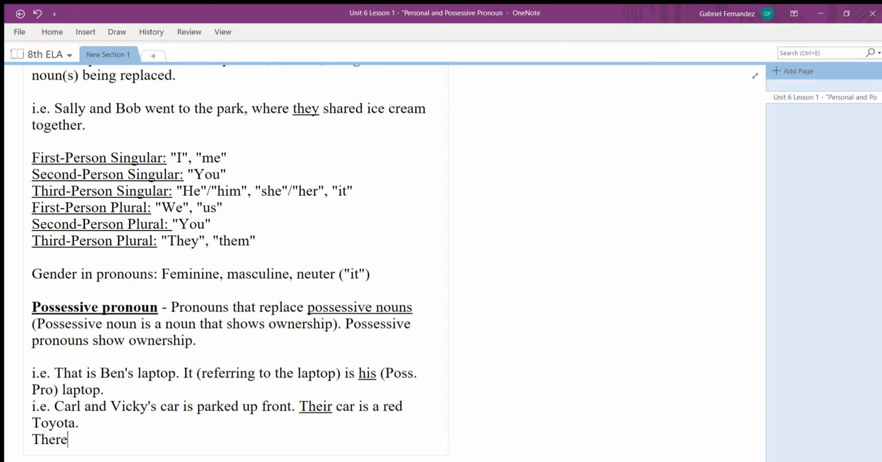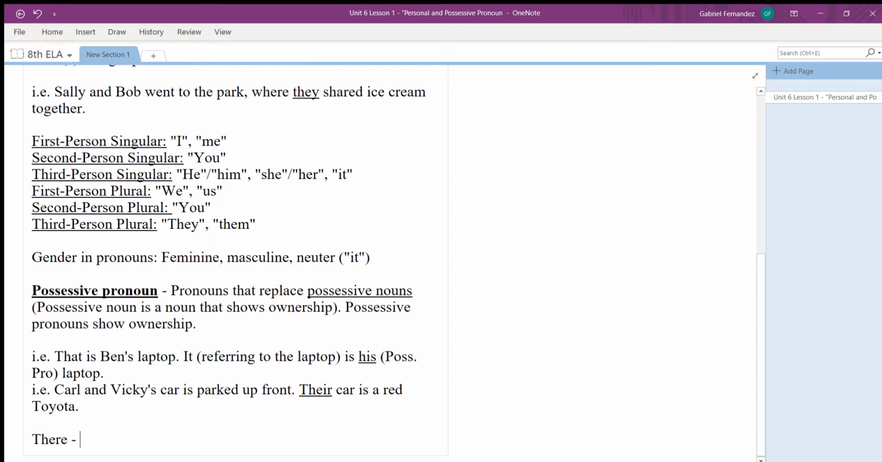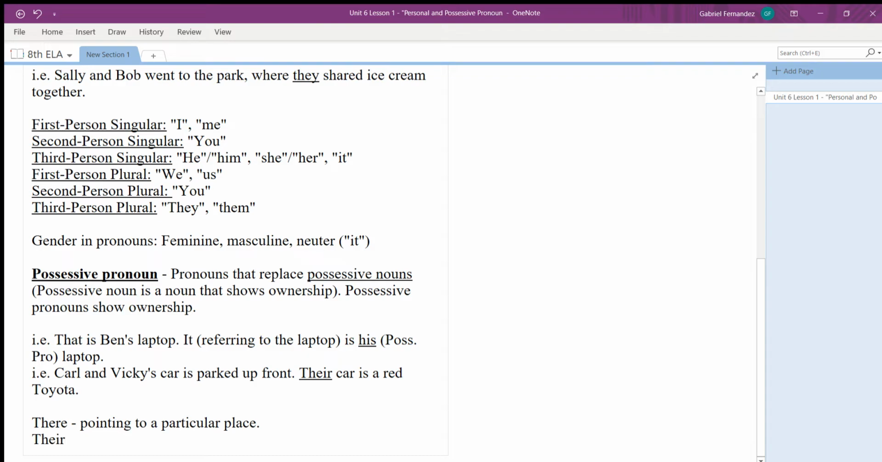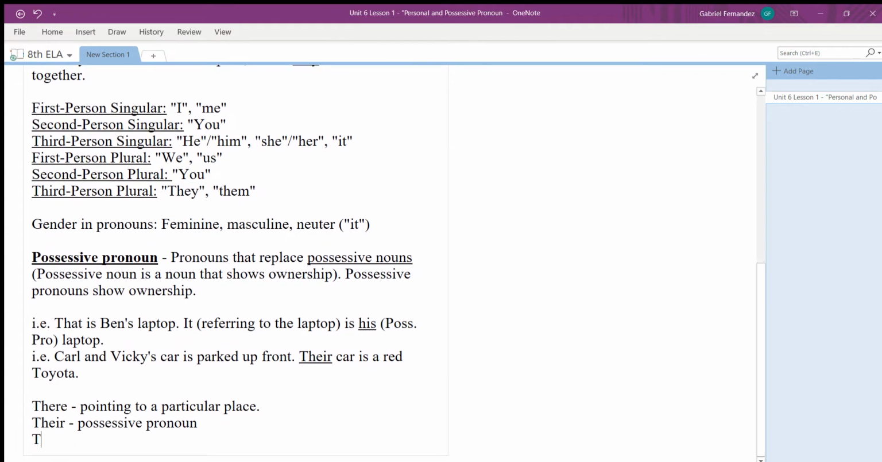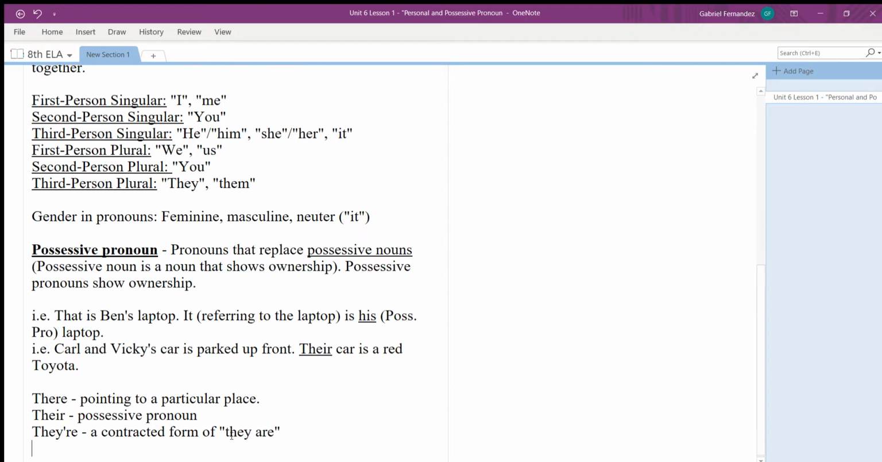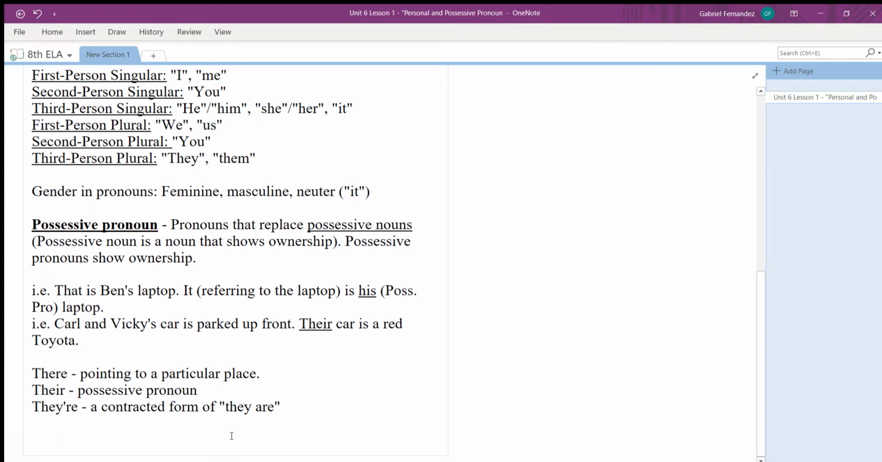Okay? There is pointing to a particular place. I want you to go over there. There is not a possessive pronoun, which is what we're talking about right now. And they're is a contracted form of they are. So they're swimming. Okay.